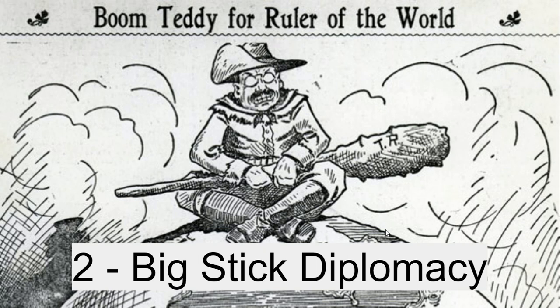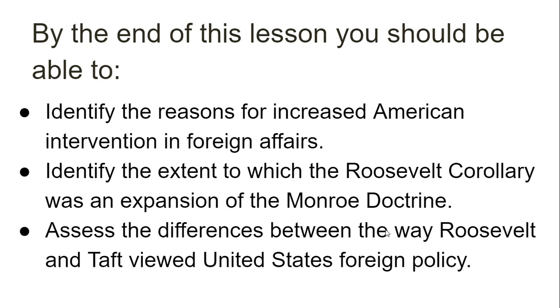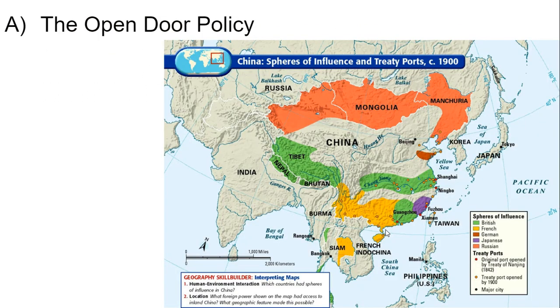Today we're going to continue our discussion of America's growing place in the world by introducing Theodore Roosevelt and talking about how he, not single-handedly, reshaped American foreign policy and really significantly expanded our role in both the Western Hemisphere and the world. So let's talk about this story. Here's the objectives for today. Let's dive in, talk a little bit about TR and how he expanded the Monroe Doctrine and grew the United States' role in the world.